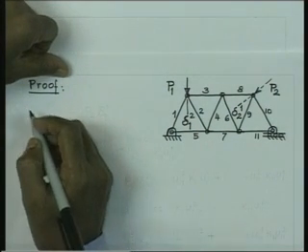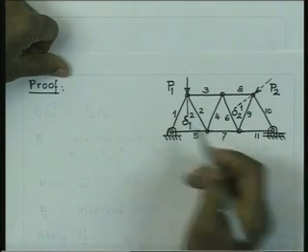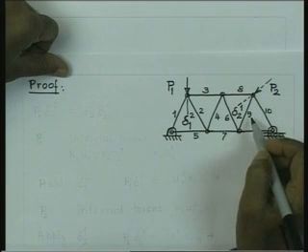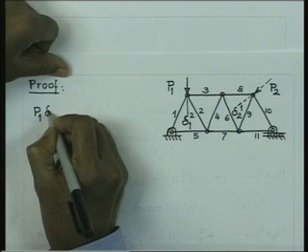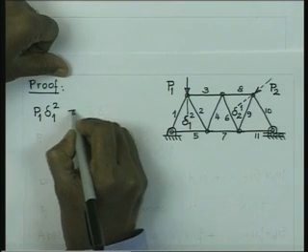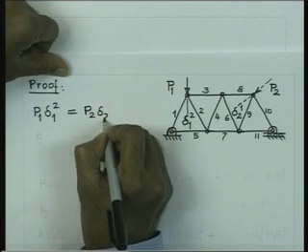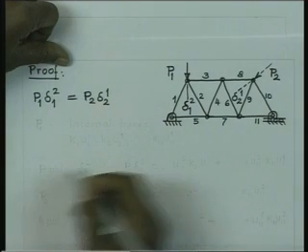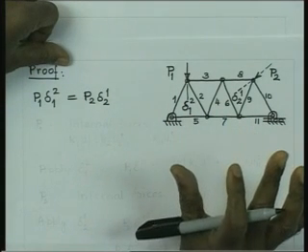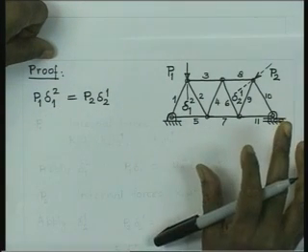According to reciprocal theorem, therefore, we must have P1 into delta 1 superscript 2 must be equal to P2 into delta 2 superscript 1. So, therefore, P1 delta 1 superscript 2 is equal to P2 multiplied by delta 2 superscript 1. Now, let us consider how to get at this relationship, or let us prove this relationship.